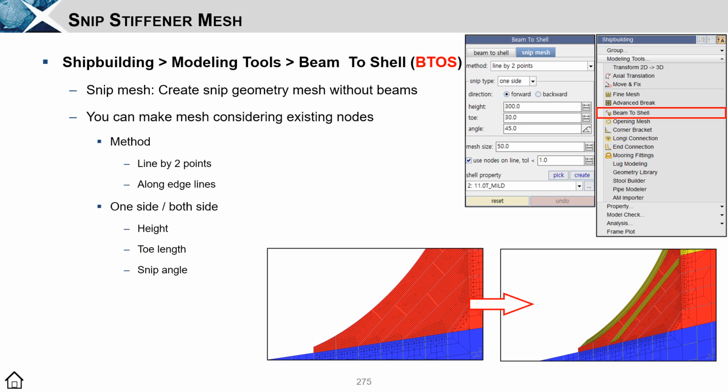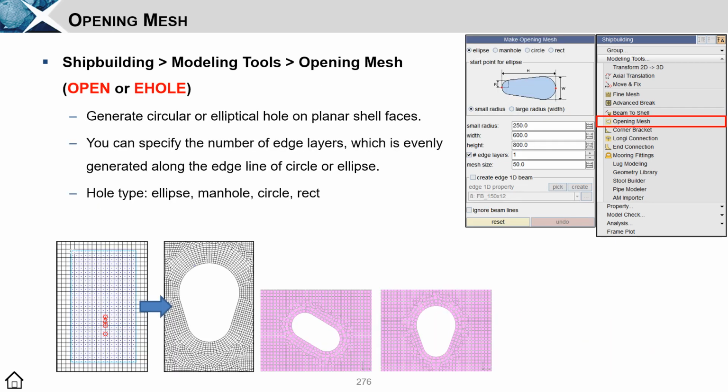You can create stiffener elements by entering information such as the height of the stiffener, toe length, snipped angle, and mesh size. The opening mesh allows you to automatically create ellipse, manhole circle, and rectangular holes. You can create up to 5 edge layers of the hole and automatically create 1D beam on the edge.